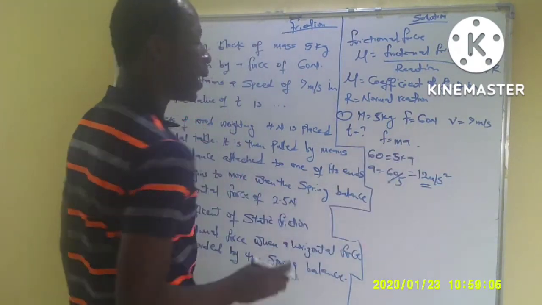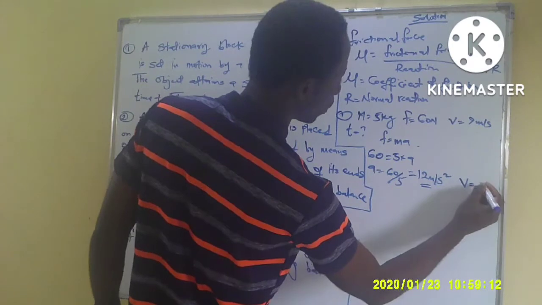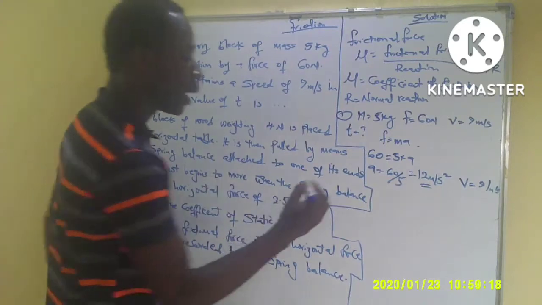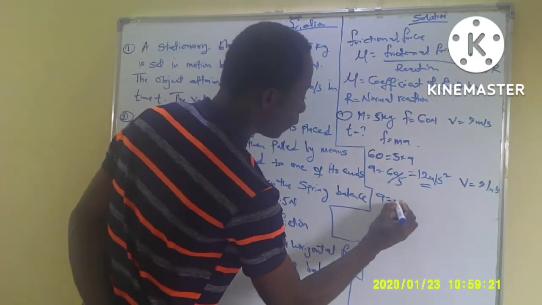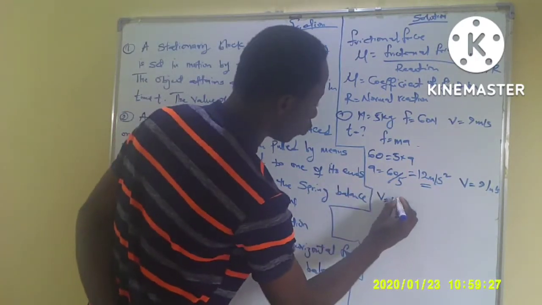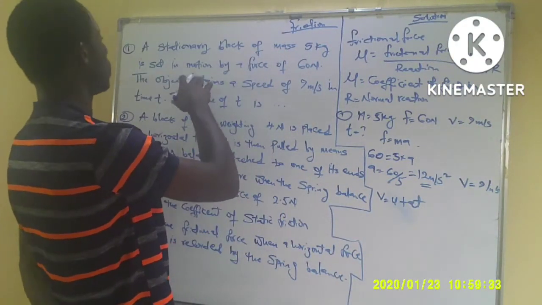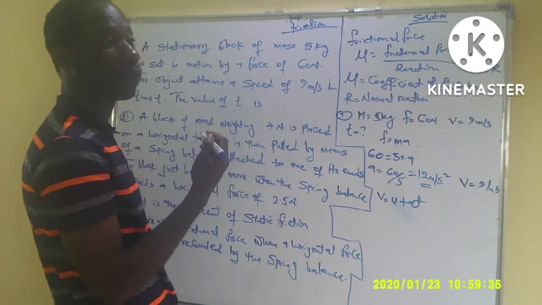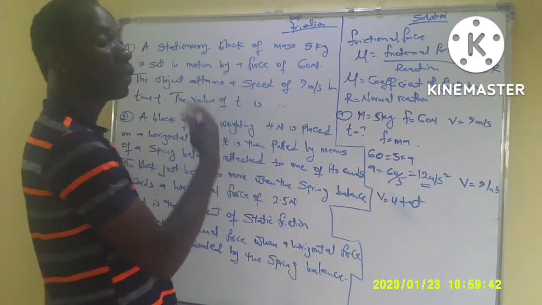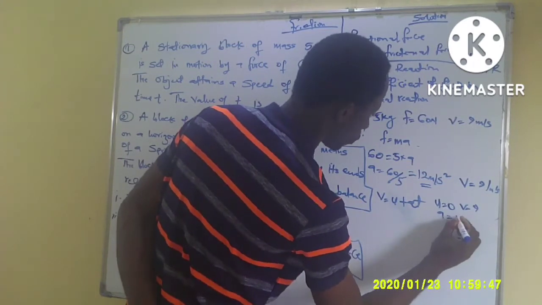Yes. Having known that A is 12 meters per second square, note that V is given to us. V is equal to 9 meters per second. So there's a relation between V, A, and T. Remember acceleration is change in velocity over time, or we can come back to our equation of motion, which is V is equal to U plus AT. They do not stipulate that it starts from rest, but they say a stationary block of mass. Yes, it was stationary before starting. So the initial velocity U is equal to 0, V is equal to 9, A is equal to 12 meters per second square.